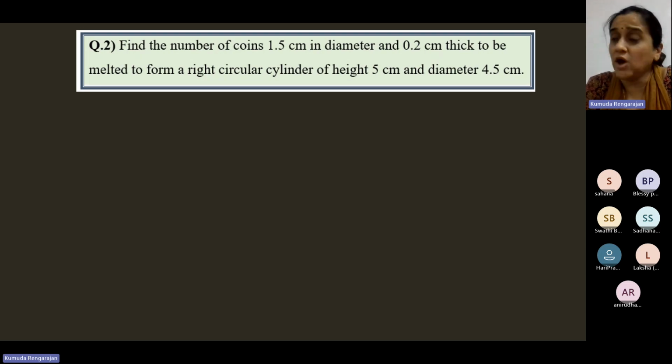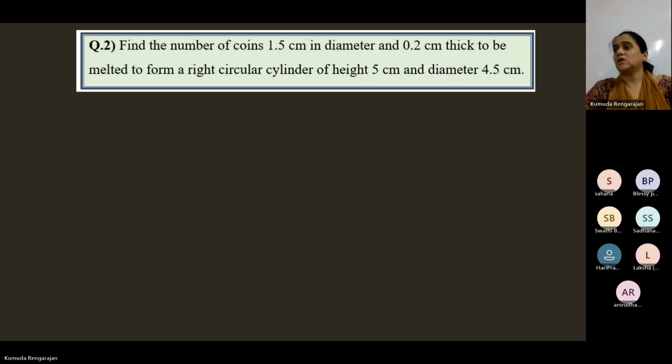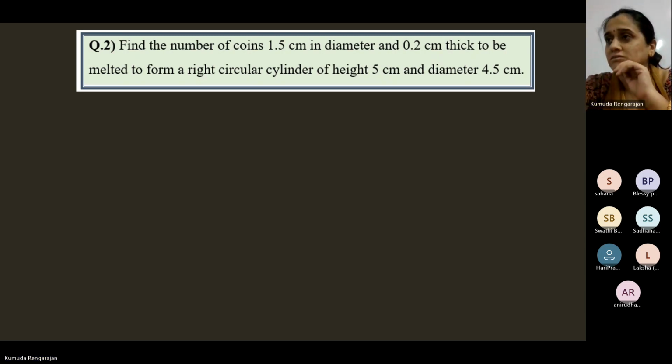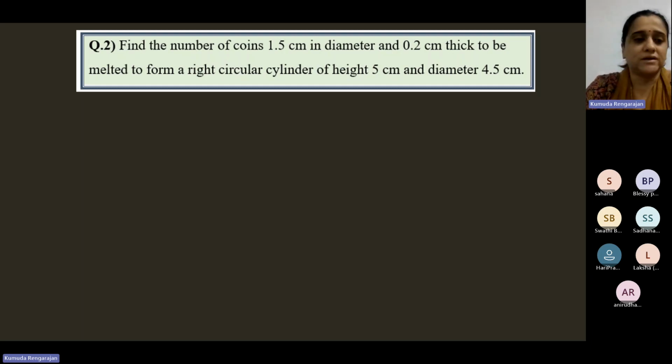So the question is to find how many coins should be melted to get a cylinder of this radius and this height. If you want to get a cylinder of height 5 centimeters and diameter 4.5 centimeters, how many coins must be melted? So let n coins be melted.